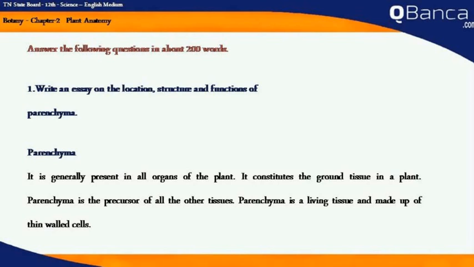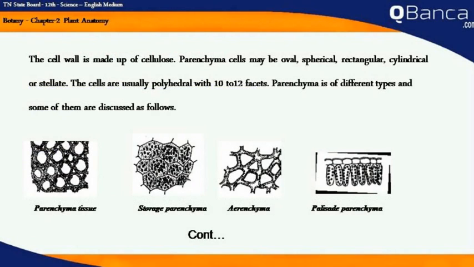Parenchyma is a living tissue and made up of thin-walled cells. The cell wall is made up of cellulose. Parenchyma cells may be oval, spherical, rectangular, cylindrical, or stellate. The cells are usually polyhedral with 10 to 12 facets. Parenchyma is of different types and some of them are discussed as follows.